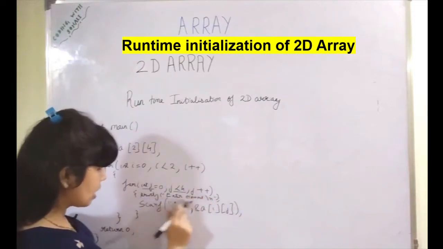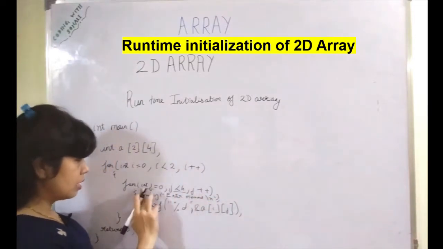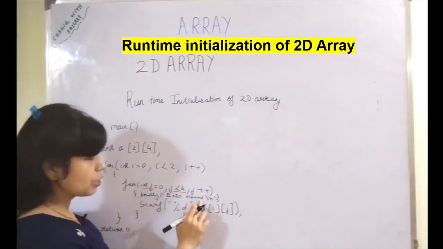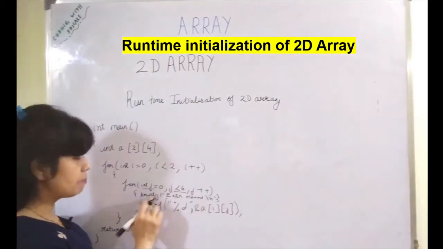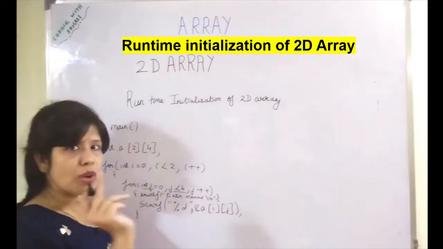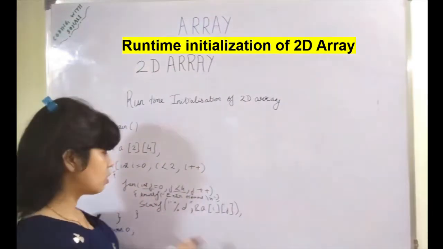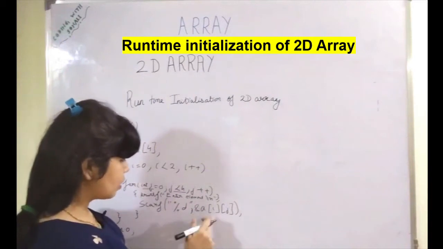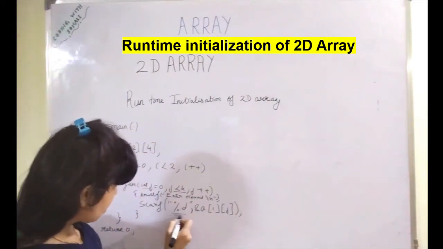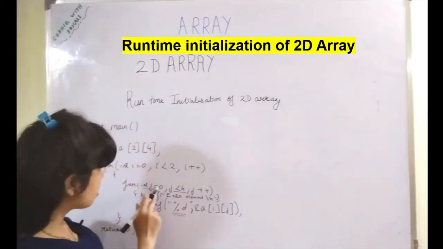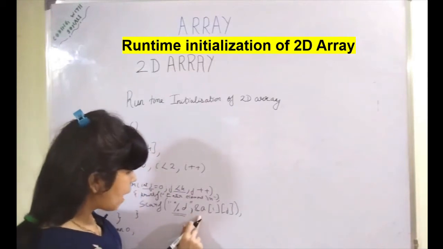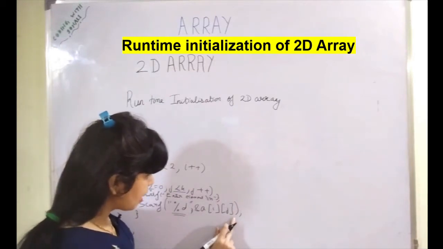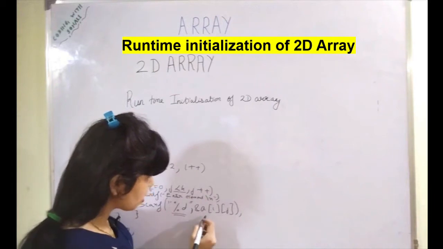and j plus plus. And what I am doing in this inner for loop is asking the user to enter the element, that is simply printf. The scanf function is used to ask the user to give the input on the console. So we want the user to give the input, and the user will give the value. I'm using the %d format specifier, since this is an integer value, comma, and I'm giving the address of a subscript i subscript j. I'm giving the two dimensions of a.